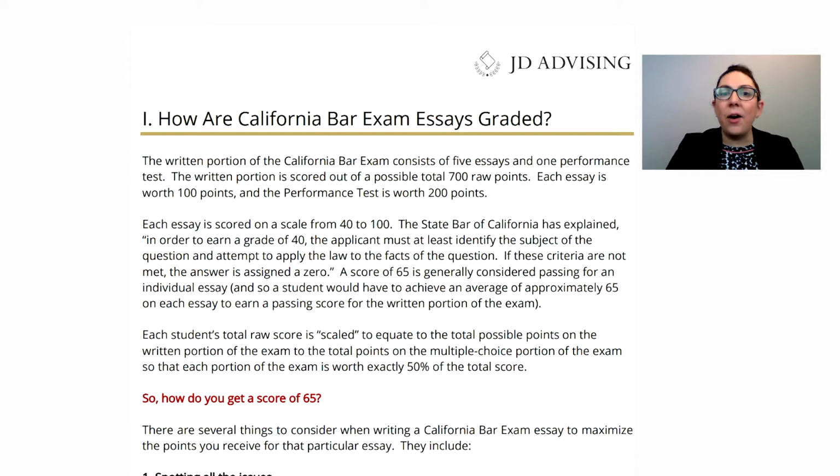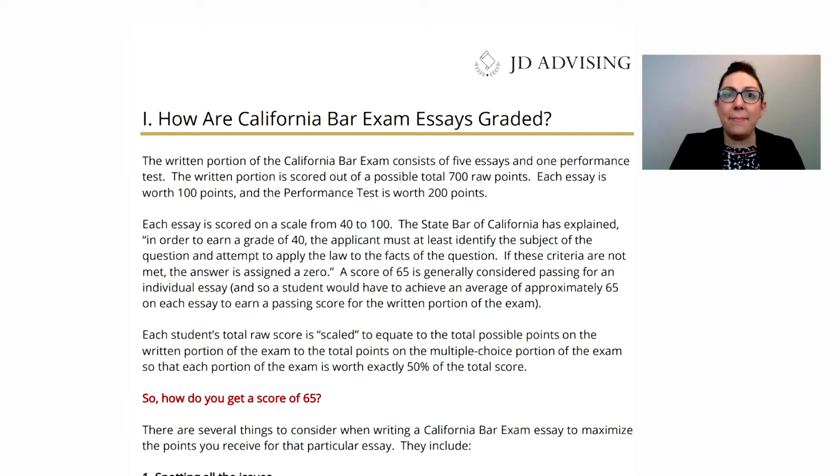So let's look at how those essays are scored. The essays scored on a 100-point scale are actually scored on a scale from 40 to 100. California has said in order to achieve a score of 40, all you have to do is identify the subject matter being tested and attempt to apply the law to the facts of the question. If you make that minimal attempt, you'll get that minimal score of 40.